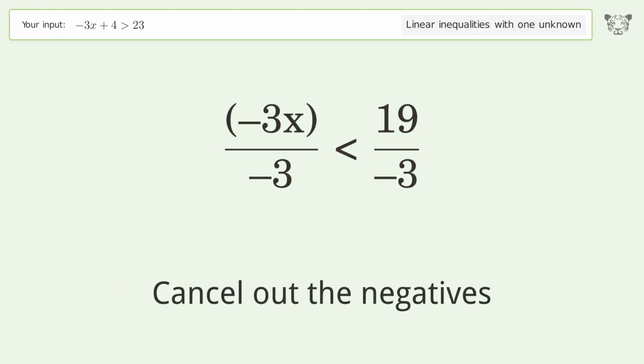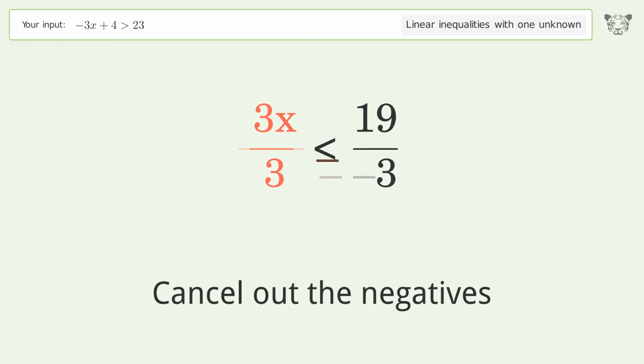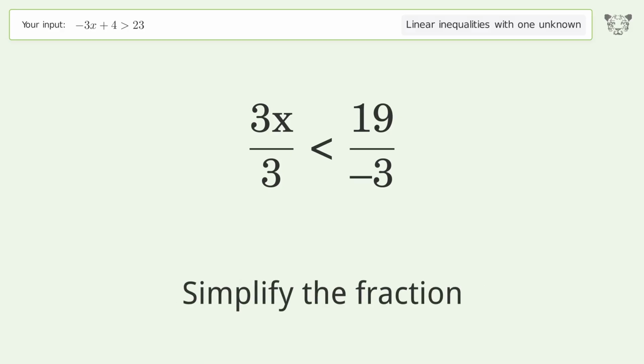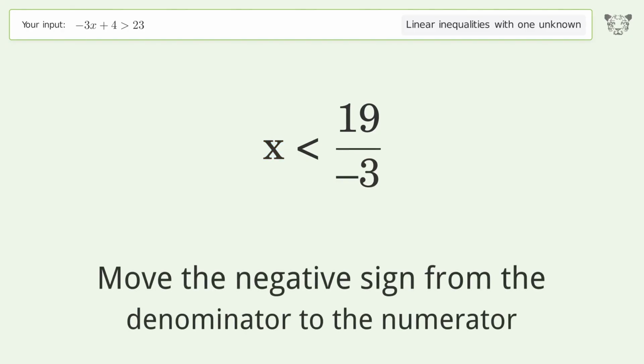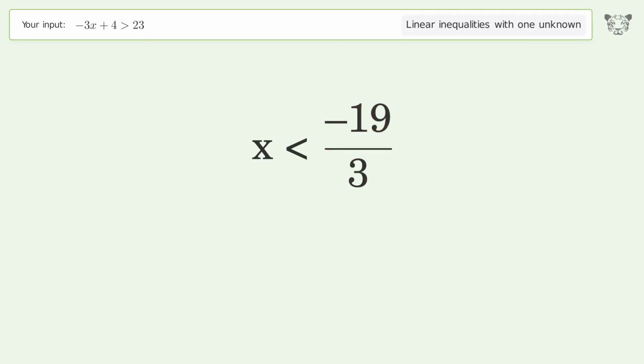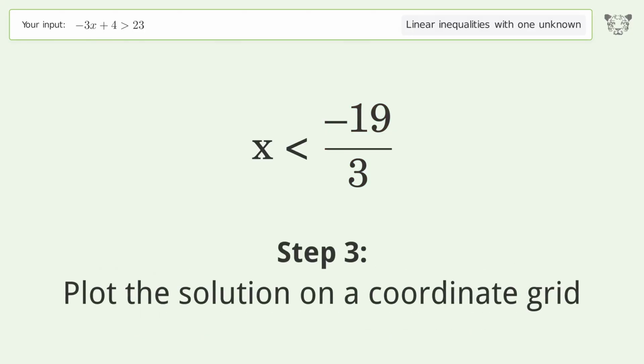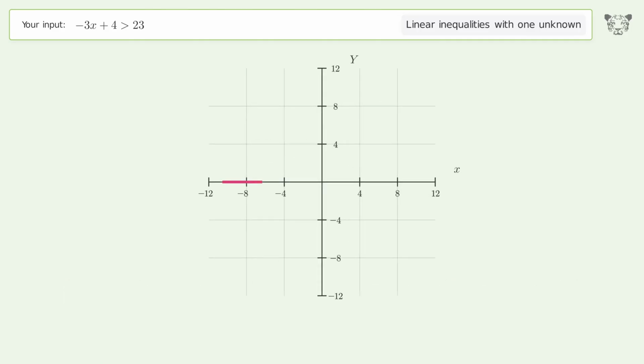Cancel out the negatives. Simplify the fraction. Move the negative sign from the denominator to the numerator. Plot the solution on a coordinate grid. And so the final result is x smaller than -19/3 smaller than -61/3.